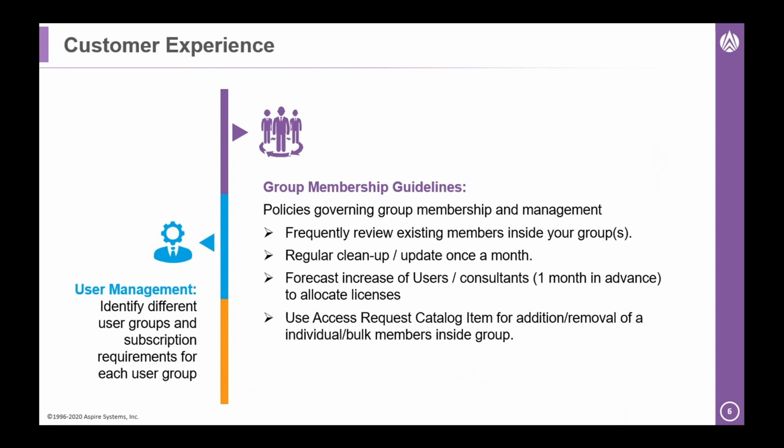Forecast the increase of users and consultants. Suppose your company outsources work to get some consultants on board and get the work done. We need to have a clear forecast for that, so that we can assess the number of licenses that are going to be used in future. It's a very easy way to really manage this.